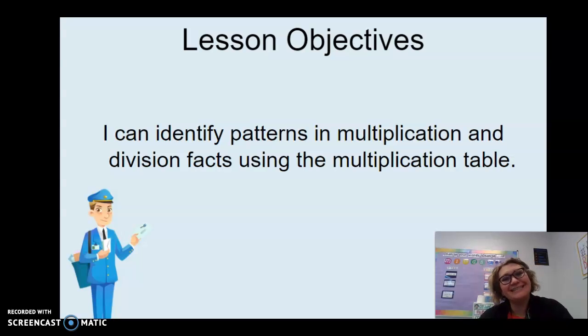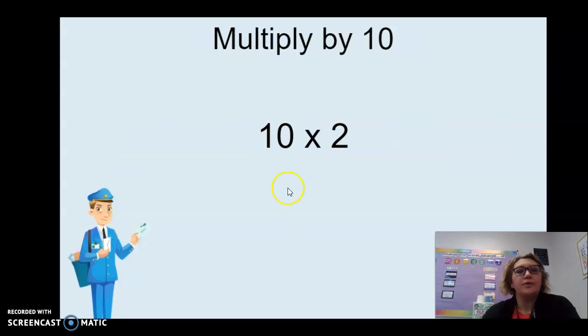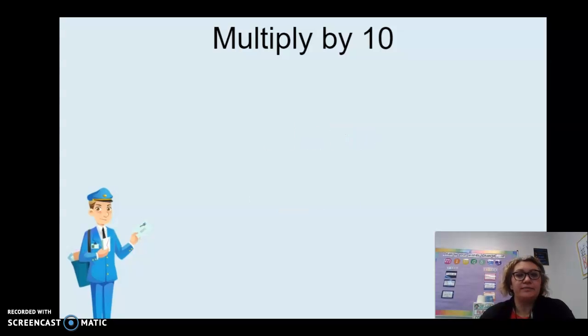All right, today is lesson 17, and our objective is that you can identify patterns in multiplication and division facts using the multiplication table. So we're going to multiply by 10. Any number times 10 is just this number with a 0 at the end. So 10 times 2 equals 20. Okay, let's do one more.